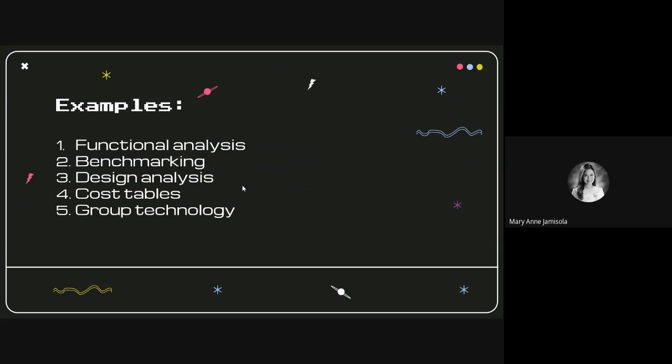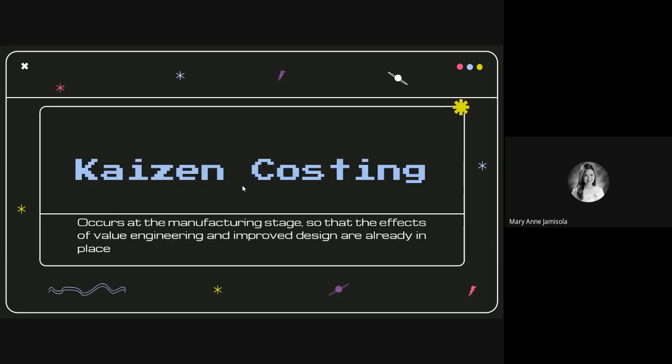And then after applying value engineering, what's the last step? To use Kaizen costing, right? So the fifth step in target costing is to use Kaizen costing. Kaizen costing occurs at the manufacturing stage, unlike value engineering, which is done in the design stage. Kaizen costing, on the other hand, occurs at the manufacturing stage, so that the effects of value engineering and improved design are already in place at this point.